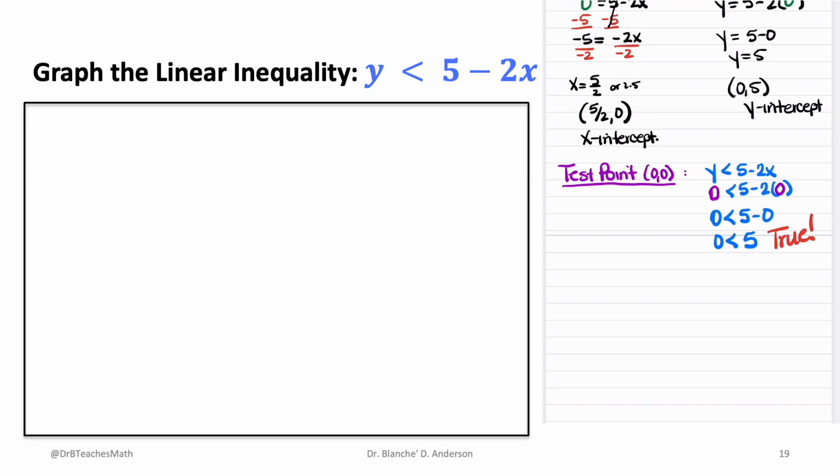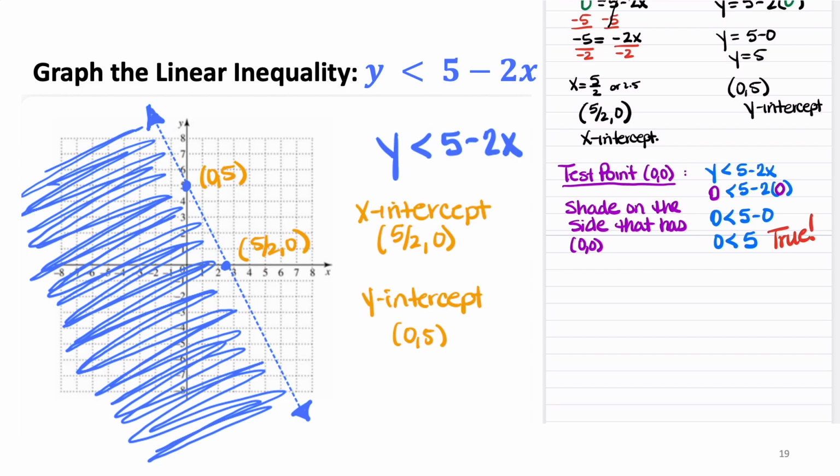Okay, so since that is true, what we're going to do is shade on the side that has 0, 0. So let me show you what that looks like. Looks like that. Okay. We found our x-intercept and our y-intercept. This is just 2.5, right? We found that. And then we said, okay, it's going to be a dotted line. So we drew the line, and then you shade on this side because 0, 0 is right here. And when we plugged in 0, 0, it was true. So that's the side that we shade on.